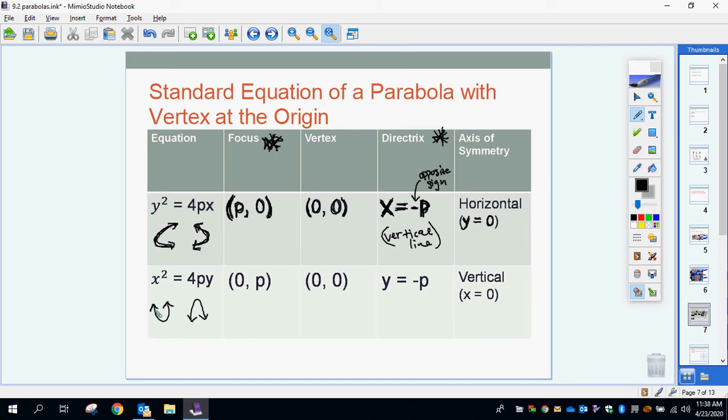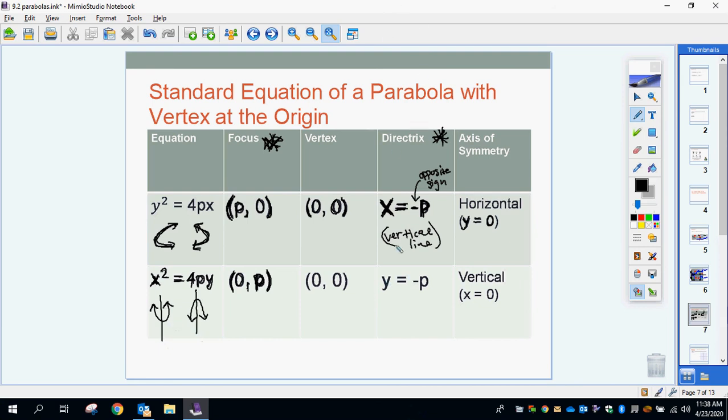Let's go to up and down parabolas. So again, the equation x squared equals 4 times p times y. That's highly important. You have to know that it means up or down. The focus is at 0, comma, whatever p was in that equation. So we have to figure out p, and our focus is at 0, comma, p. Again, the vertex is at 0, 0, making our axis of symmetry vertical through 0, x equals 0. It's a vertical line.